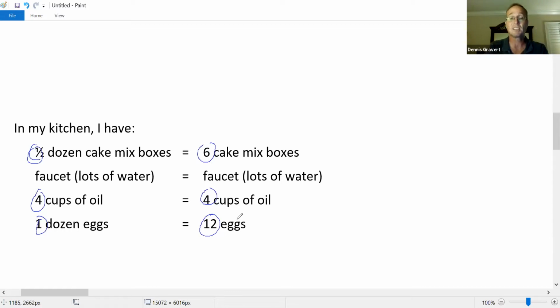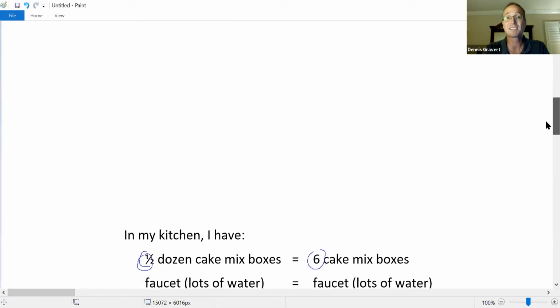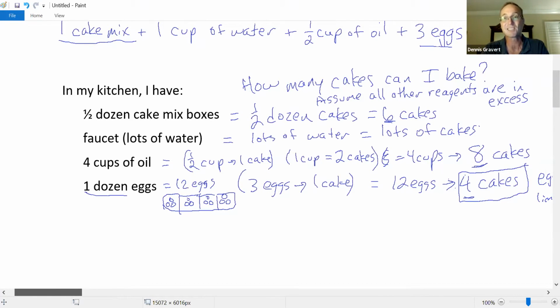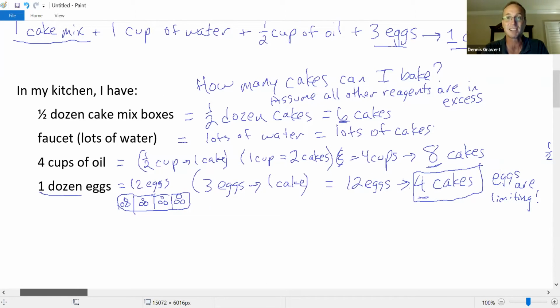So you definitely need to go back and independently look at the balanced equation, and for each reagent, figure out how many product molecules, how many cakes in this example, can each one make. And the one that makes the fewest amount is the correct answer. That is your limiting reagent. And we stop at 4 cakes in this example.